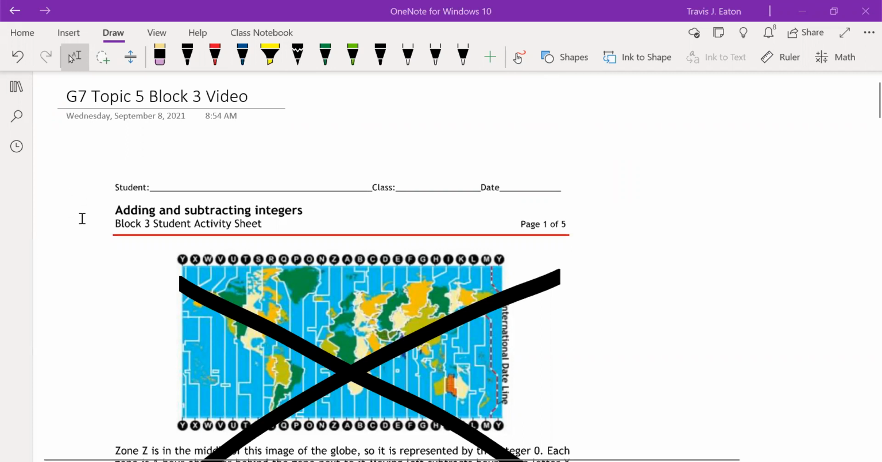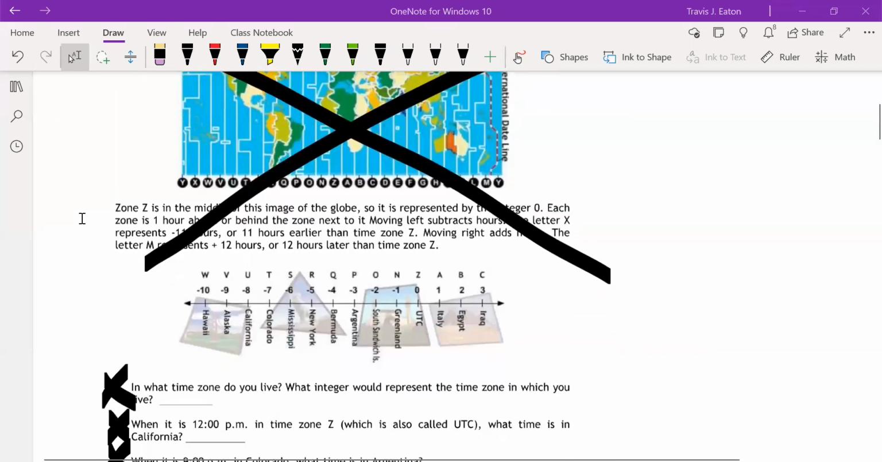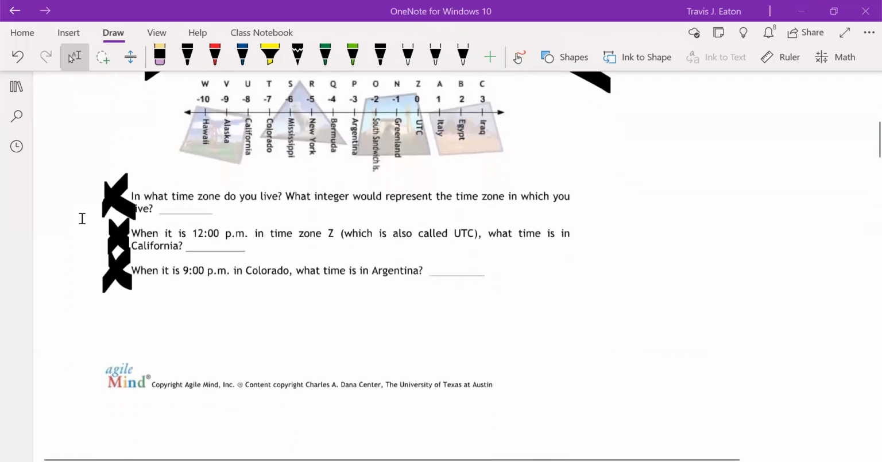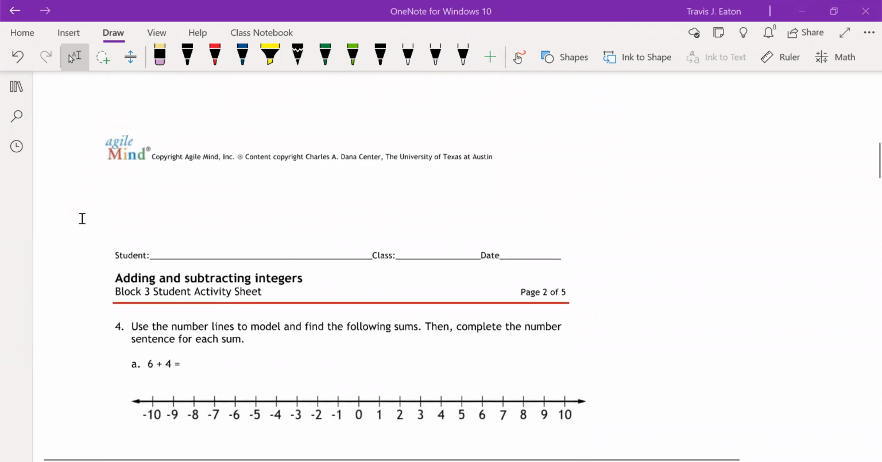Today we are going to take a look at Topic 5, Block 3 of adding and subtracting integers in Agile Mind. As you can see from the screen, we're going to skip the first bunch of questions because they're not really going to help us at this point. We're just going to get right into the start of things using a number line.